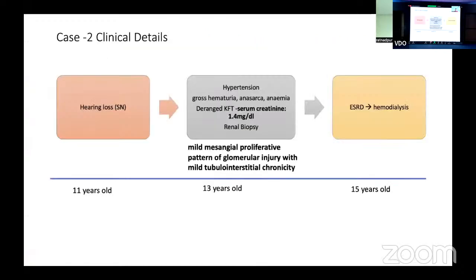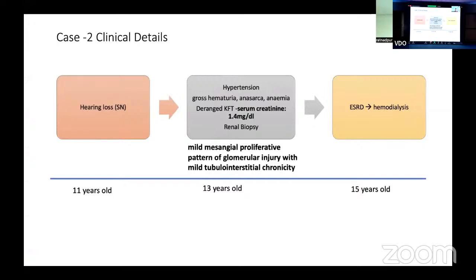In the second case, we had this 11-year-old boy who was initially identified to have sensorineural hearing loss. At that point in time, he was otherwise well. Over a period of time, he then developed hypertension, hematuria, anasarca, anemia. He had deranged renal function. A renal biopsy was done at that time, and he had some mesangial-proliferative pattern of glomerular disease with some amount of tubulointerstitial chronic features. And over the next few years, he went on to develop end-stage kidney disease requiring hemodialysis.